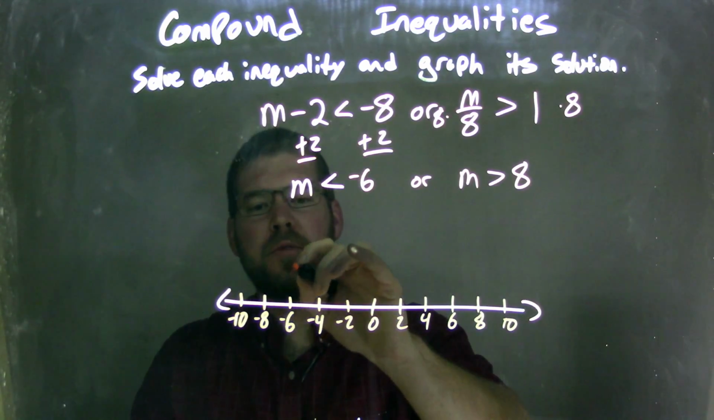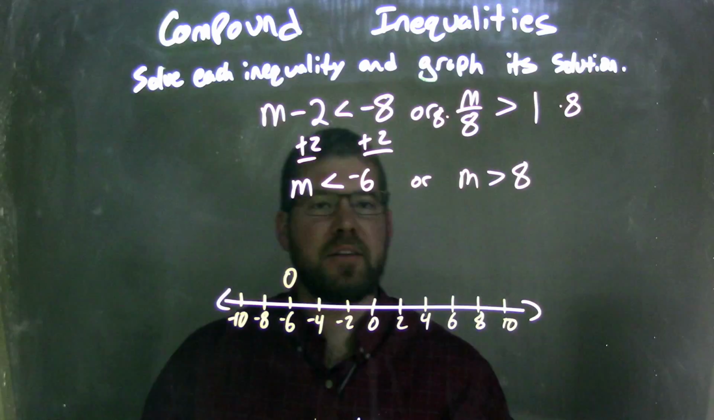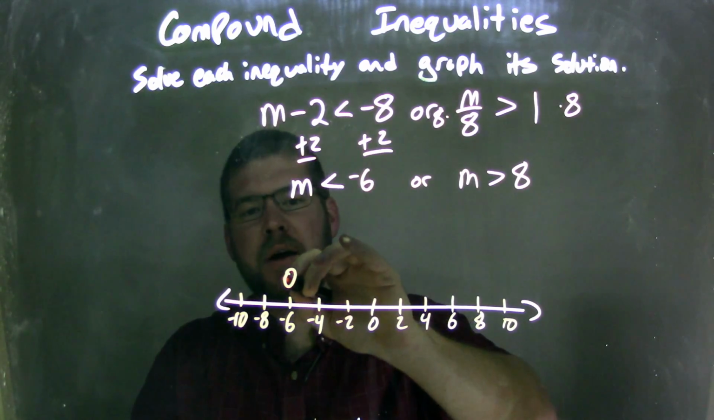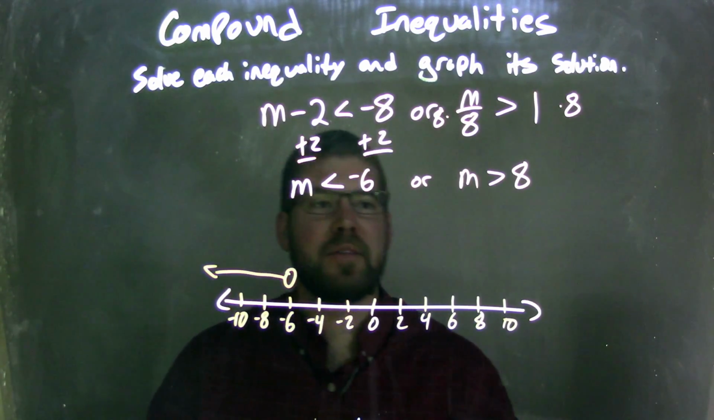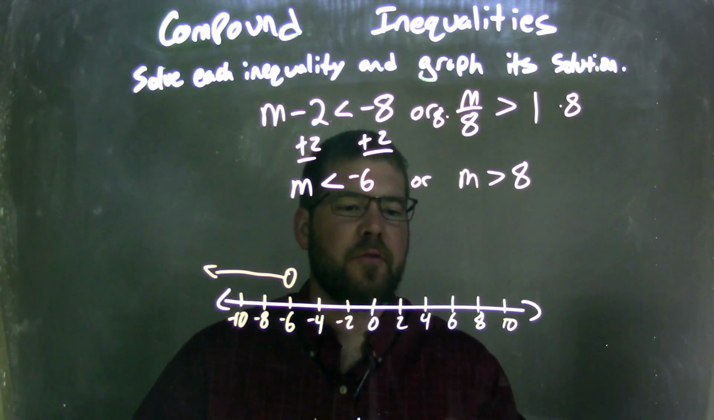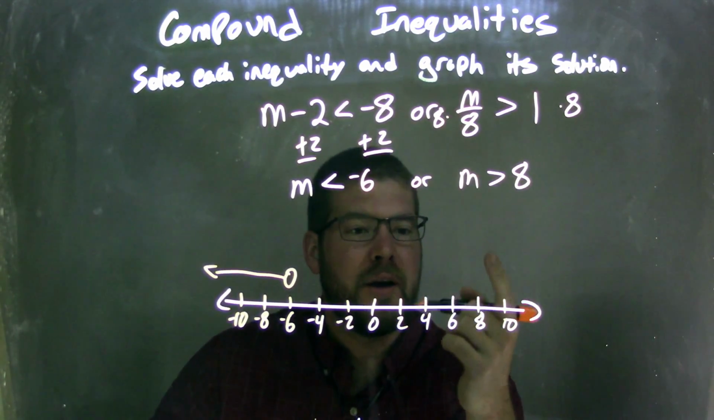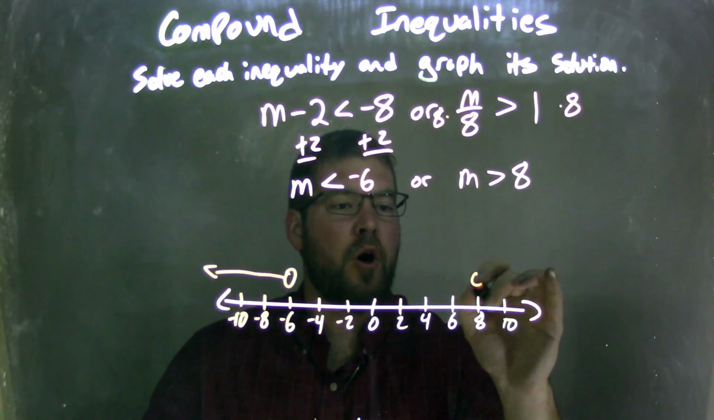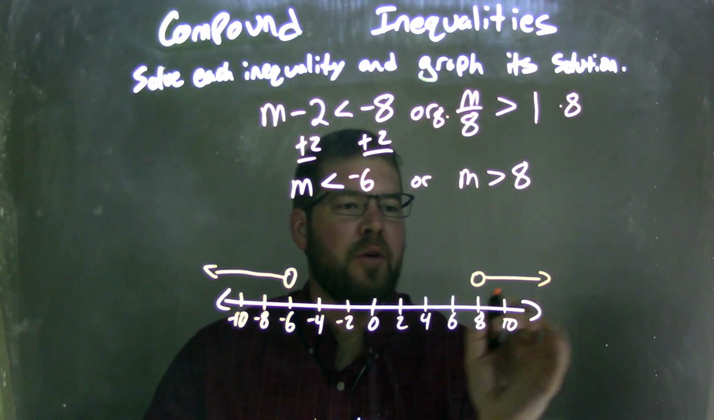Okay, so first one, m is less than negative 6. So I'm going to take my open circle here at negative 6, because it's not equal to negative 6, and I'll put my arrow to the left, right? Because we said m is less than negative 6. Then from right here, this one, m is greater than 8. So I look at 8, I put an open circle as well, and put my arrow to the right.